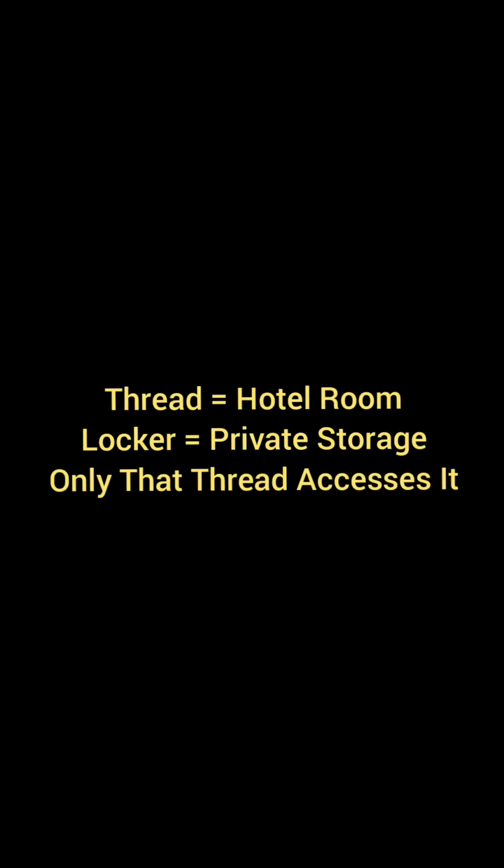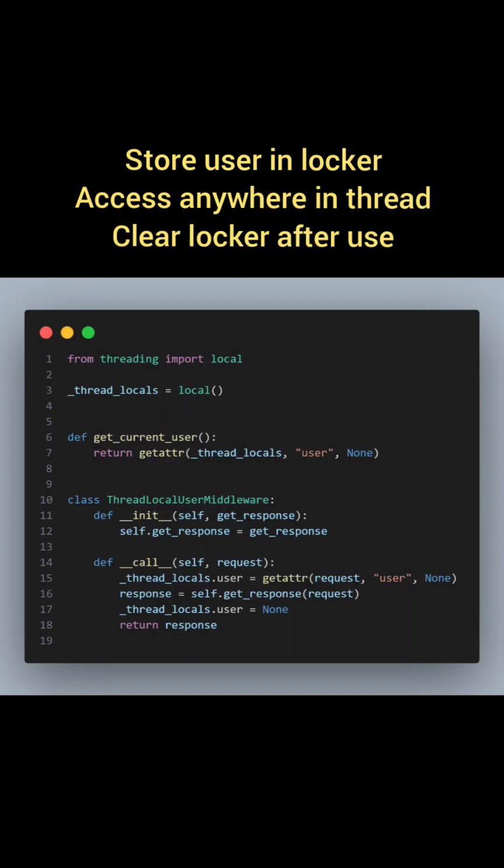Picture a hotel. Each thread is a hotel room. Inside that room, a little locker. Only that thread, that room's guest, can open its locker, so when a request comes in, we store the user in that thread's locker. Now any function in that thread can just open the locker and grab the user. No extra arguments, no global mess. Clean and isolated. Let me show you what this looks like in Python.